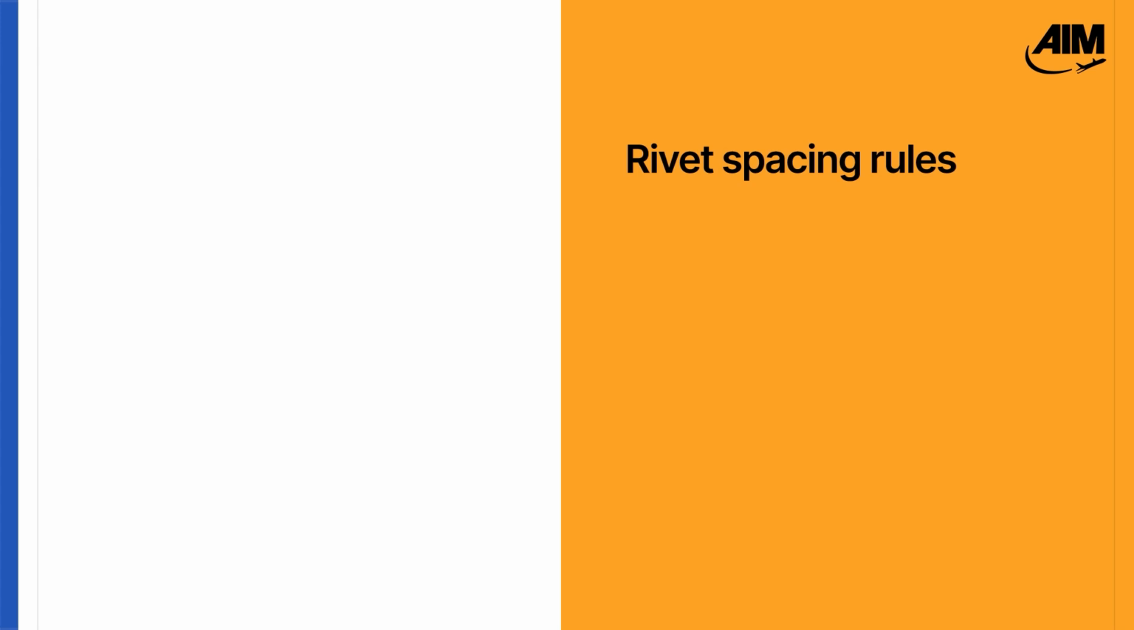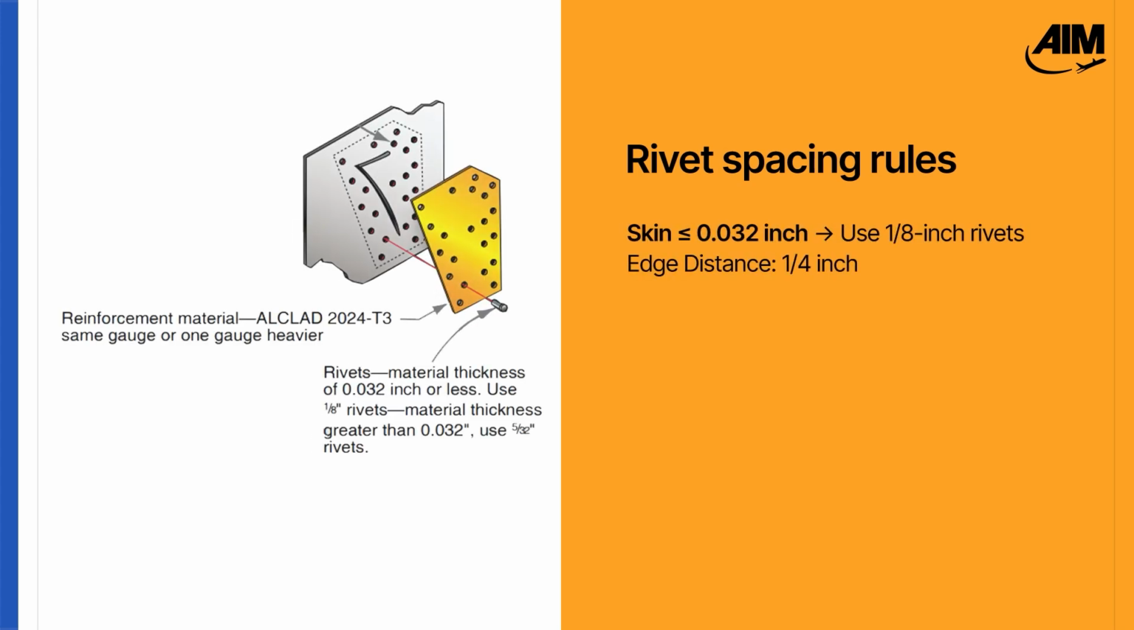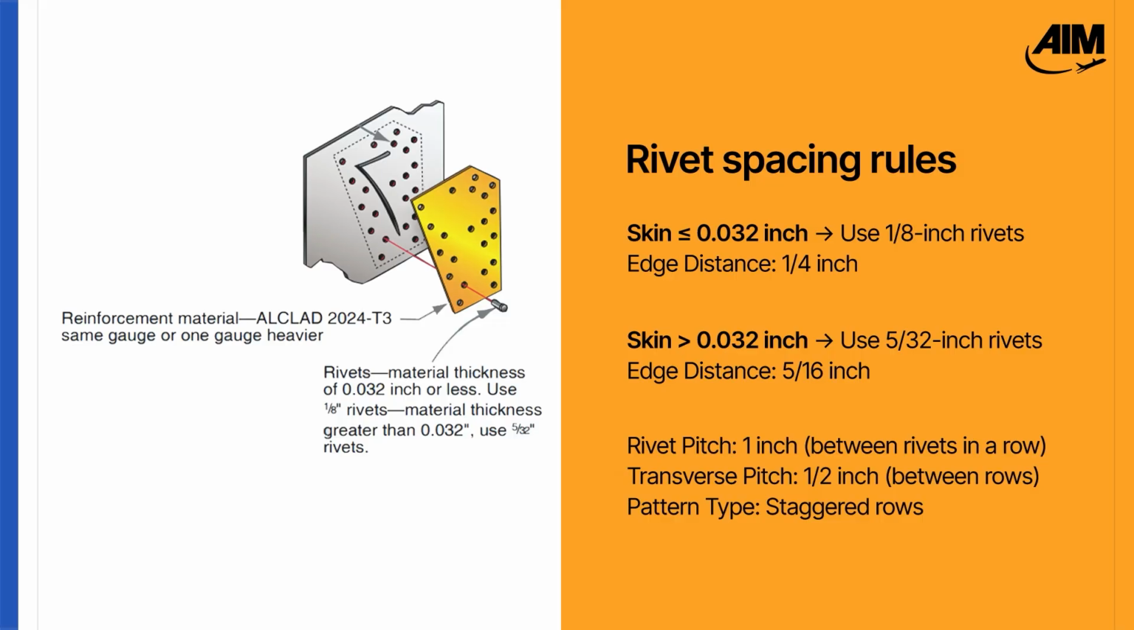Let's apply the spacing rules. Consider this example. If the skin is 0.032 inch or thinner, use 1/8 of an inch rivets with a minimum edge distance of 1/4 of an inch. For thicker skin, use 5/32 inch rivets with a 5/16 inch edge distance. Rivets are spaced about 1 inch apart in staggered rows, with each row about 1/2 inch from the next. These dimensions shape your rivet layout.